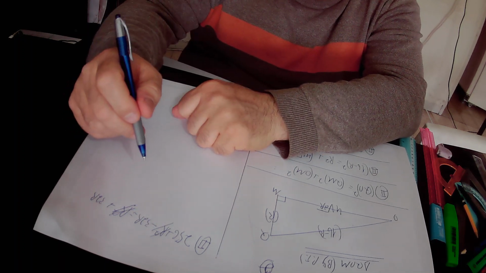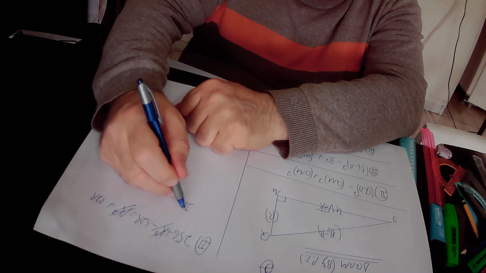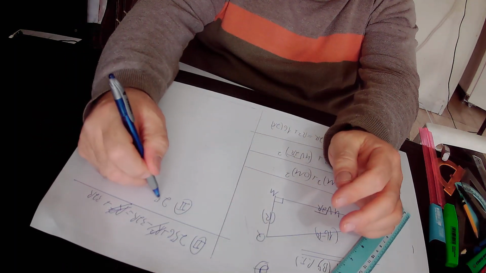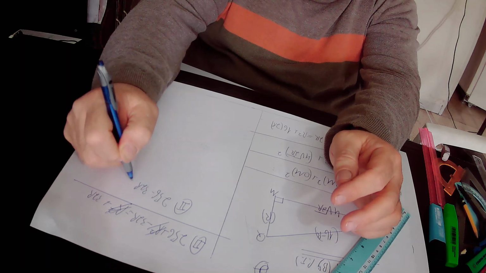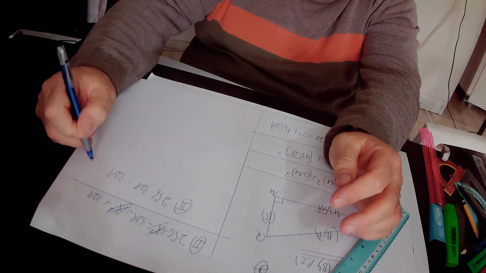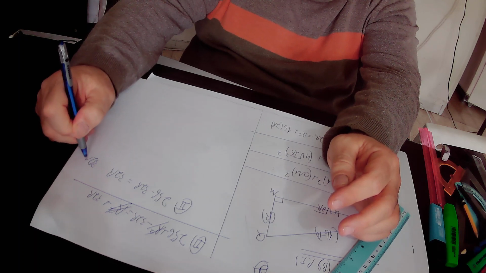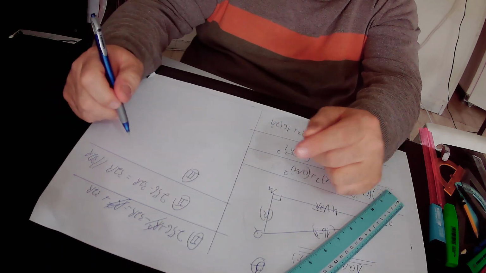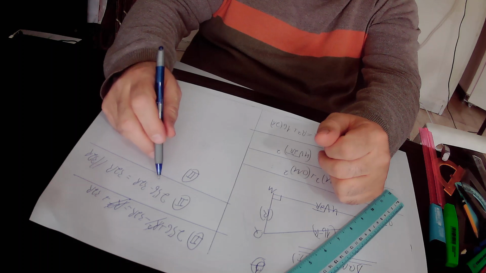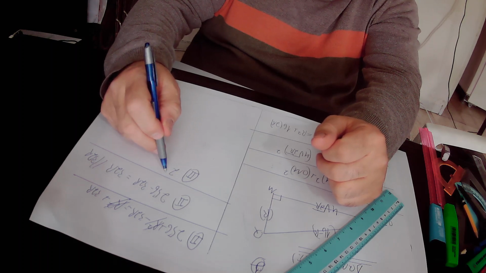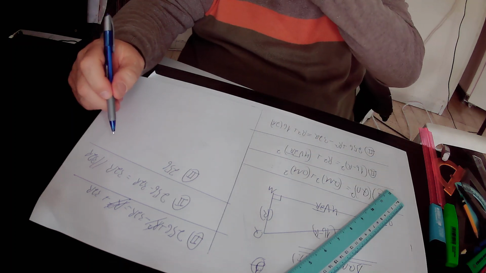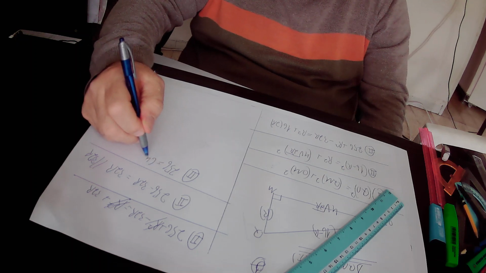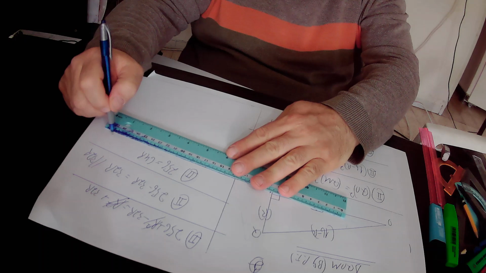After we cancelled R squared, on this side of equation 2 we are left only with 256 minus 32R equals 32R. Here we add 32R to both sides of this equation, and we get that on this side we are left with 256, and on the other side of equation 2 we have 32R plus 32R, which is 64R. So 256 equals 64R.